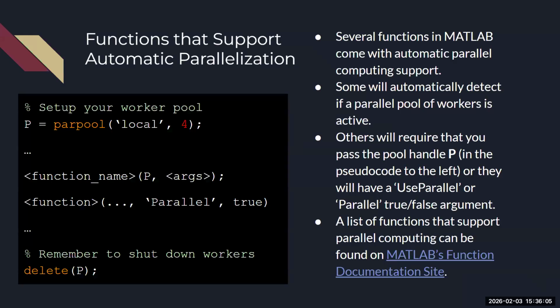So, in general, all you'll have to do when using one of these functions is tell the function somehow, hey, you can use parallel computing. And that will generally take one of two forms. Either the function will have an optional parameter for the parallel pool itself, or it will have an optional parameter called parallel or use parallel, which accepts a true false value.